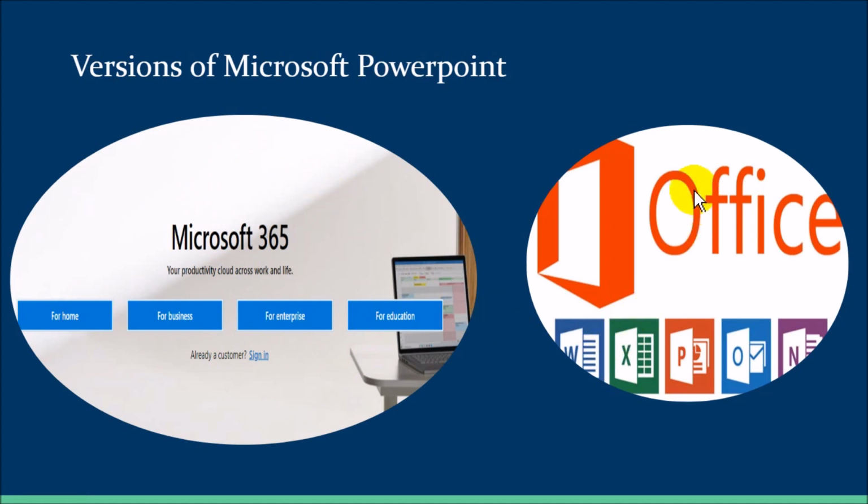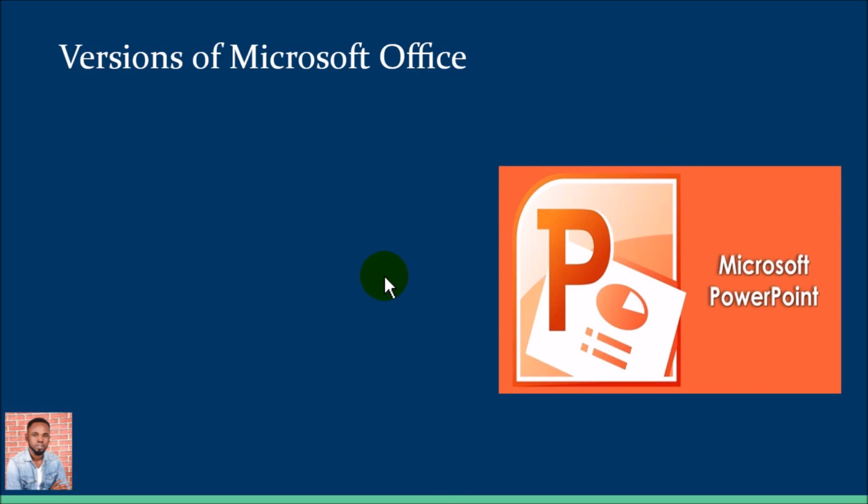But if you also wish to go for the single system installation, I can provide you a 2013 version. You can find it below this video. You can download it and install it on your system so that you can follow through the guides and steps that we're going to be running in this course. Okay, so with that stated, what are the different versions of Microsoft Office?